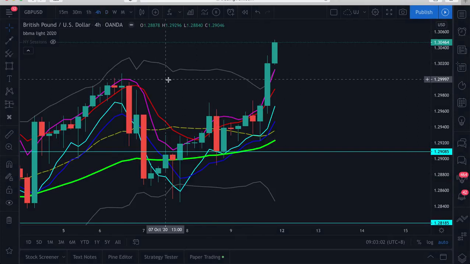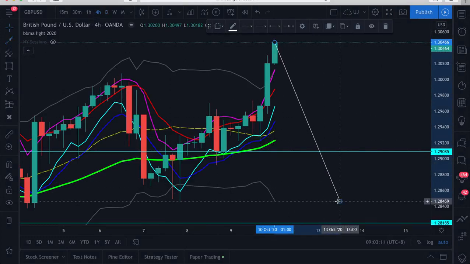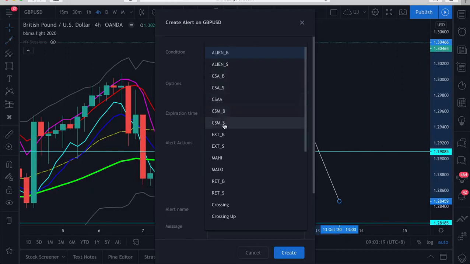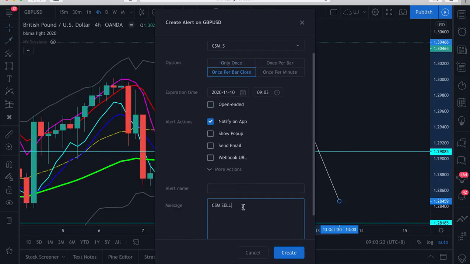And on H4, you can see CSM buy as well. So we don't have to go lower. We're just going to wait for this to close below the low BB, and we're going to take the retracement. So again, we put an alert for this one, CSM sell, and at H4 also make sure it's below EMA 50.